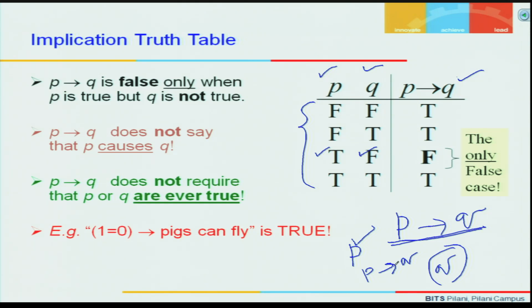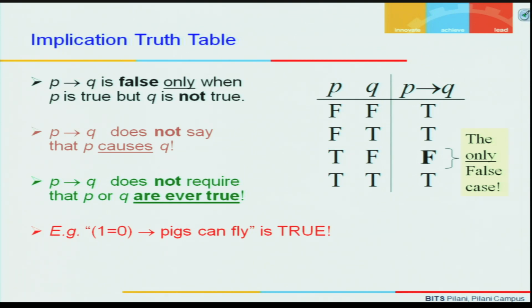Okay, we will see another nice example. You tell me this particular statement: 1 is equal to 0 implies pigs can fly. Is it a compound statement? Yes, very much. This is a compound statement because this is a proposition, which I can represent by small p. Is it a proposition? Yes, very much. There is another proposition called Q.